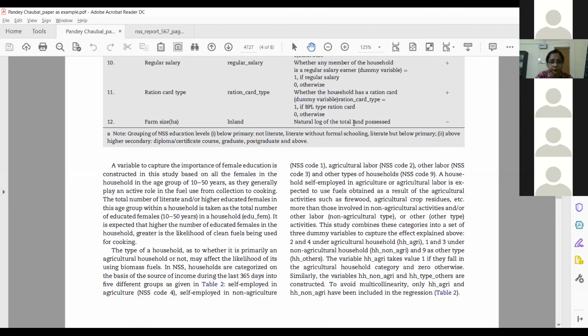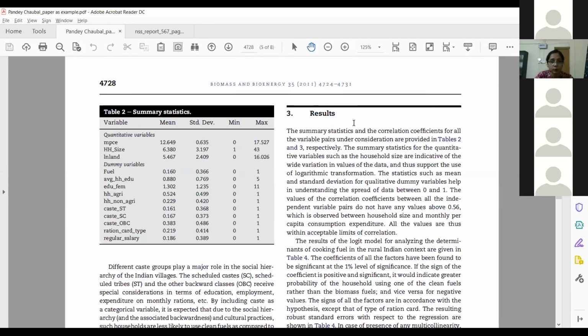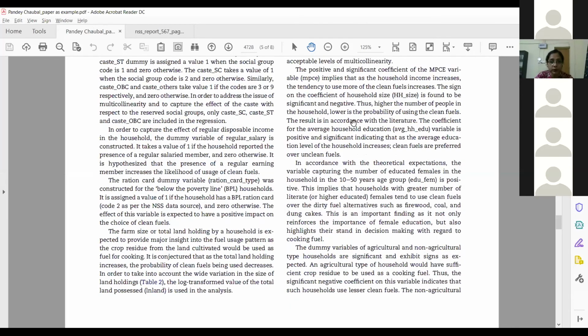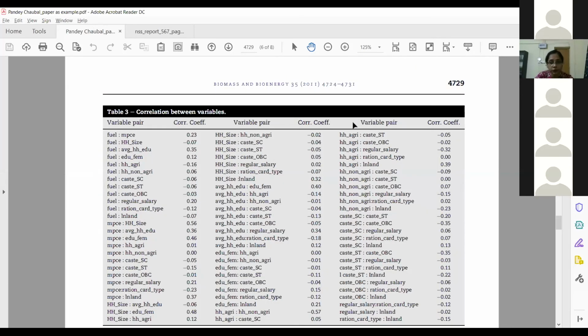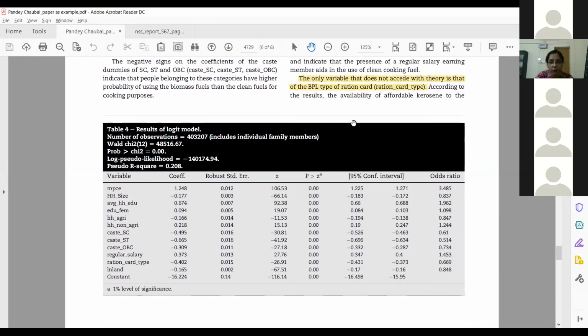Okay, so I'm going to quickly go to the results and say that what we did find was, sorry, this is just the correlation table, but the results of the model were essentially that it was all in accordance with theory, except for the ration card.